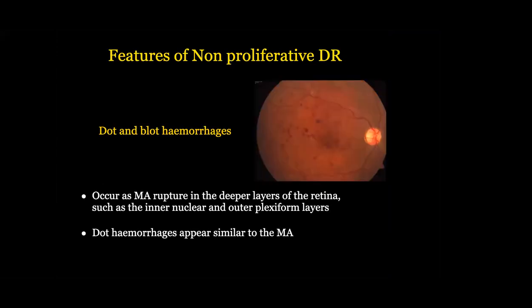And then the other feature is dot and blot hemorrhages, like this, the big blot hemorrhages or dot hemorrhages. Dot hemorrhages look similar to microaneurysms, but by doing fundus fluorescein angiography, about which I'll come to later, we can differentiate. And these occur either due to a rupture of microaneurysms or due to a cluster of capillaries which is blocked, causing deep retinal infarcts.